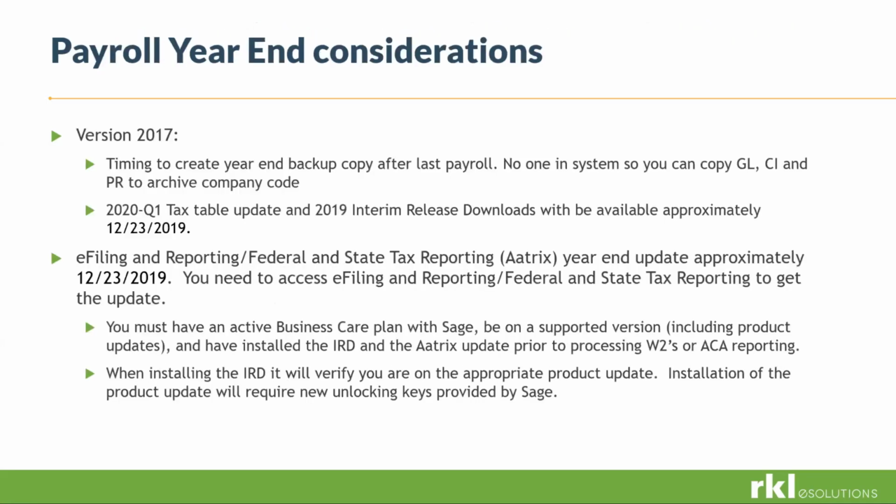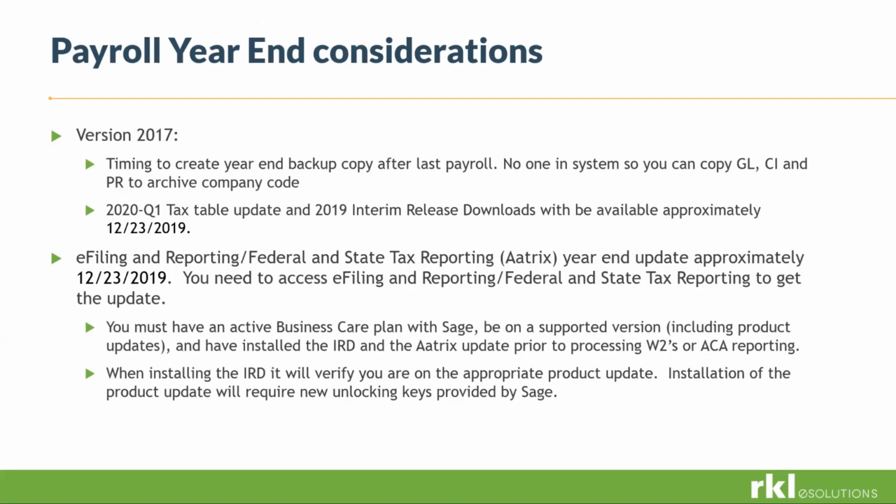Some considerations. For version 2017, the timing is important as far as creating a year-end backup. It needs to be done after the last payroll for 2019. No one can be in the system so that you can copy the general ledger, common information, and payroll modules to an archive company code.